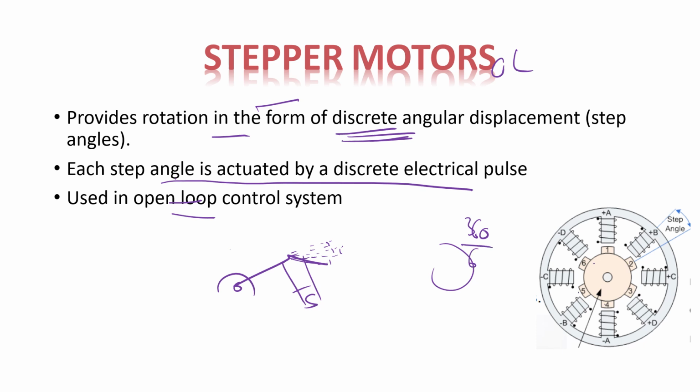So 60 degrees, okay. Each angle is 60 degrees. Sorry, let me count again: 1, 2, 3, 4, 5, 6, 7, 8. So 360 by 8, which is 45 degrees. Okay. So for each step angle, it is 45 degrees. So it moves like this, 45, 45, 45, 45. That is decided by the number of splits or windings. Okay.